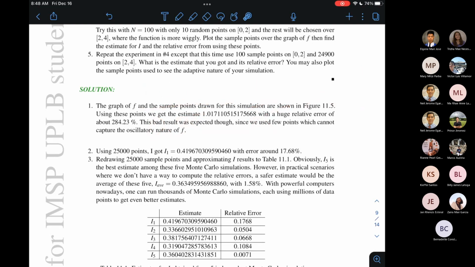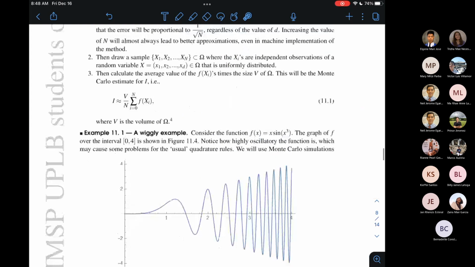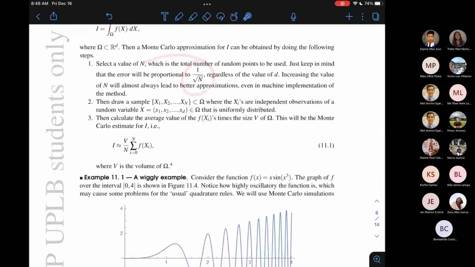So ito yung a priori estimate natin. Around 3% supposedly yung error. Pero dito 284% yung error. That reminds me to tell you that this 1 over square root of 2 error here is a proportional estimate, or an estimate for the constant of proportionality. It's not an error bound.